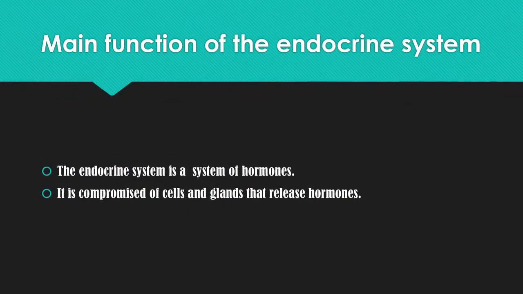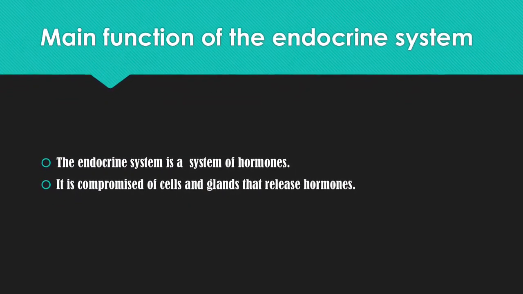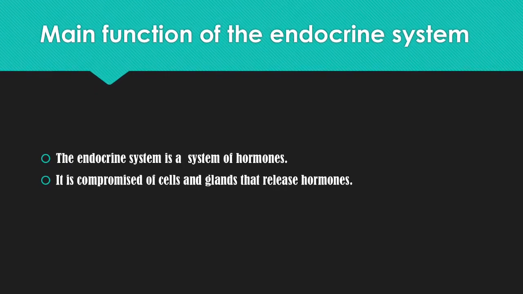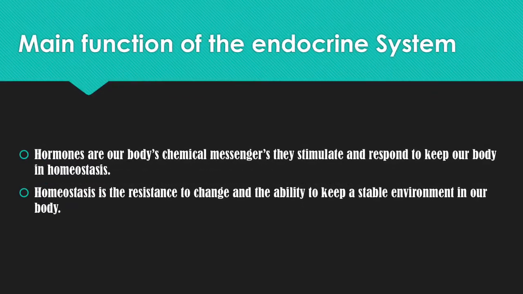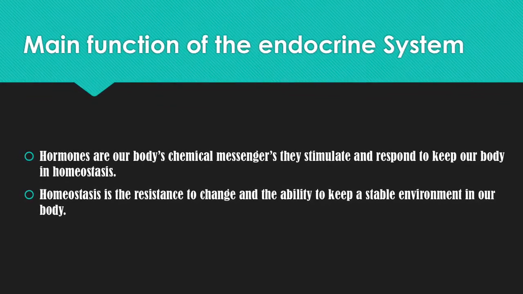The main function of the endocrine system. The endocrine system is a system of hormones. It is comprised of cells and glands that release hormones. Hormones are our body's chemical messengers. They stimulate and respond to keep our body in homeostasis.